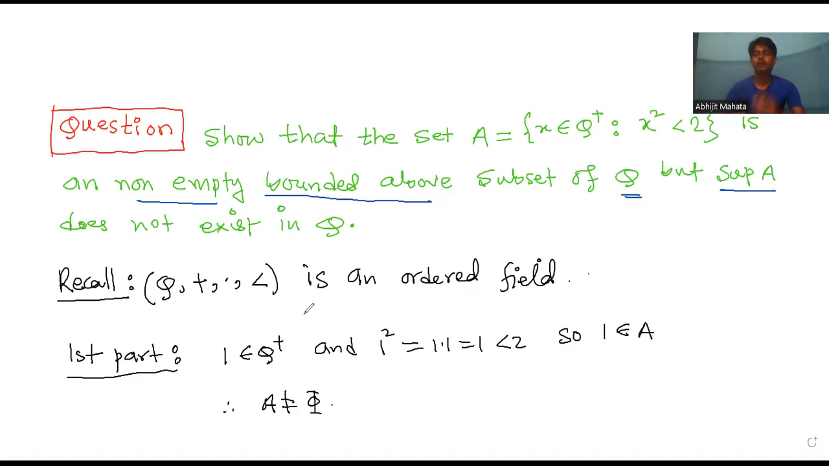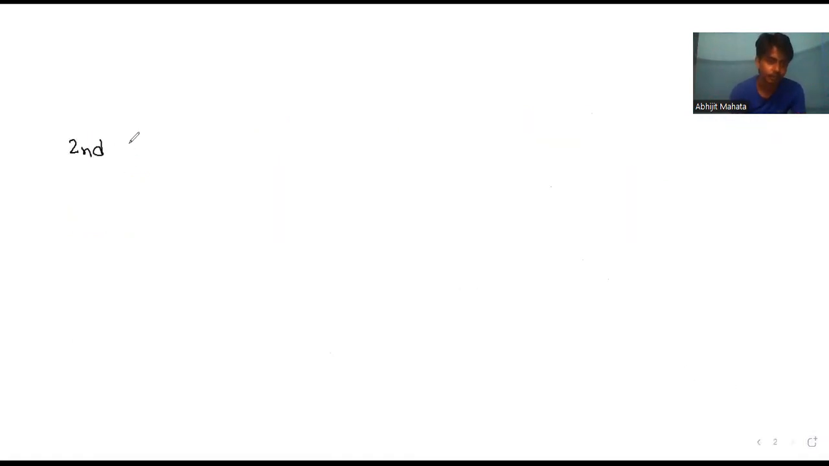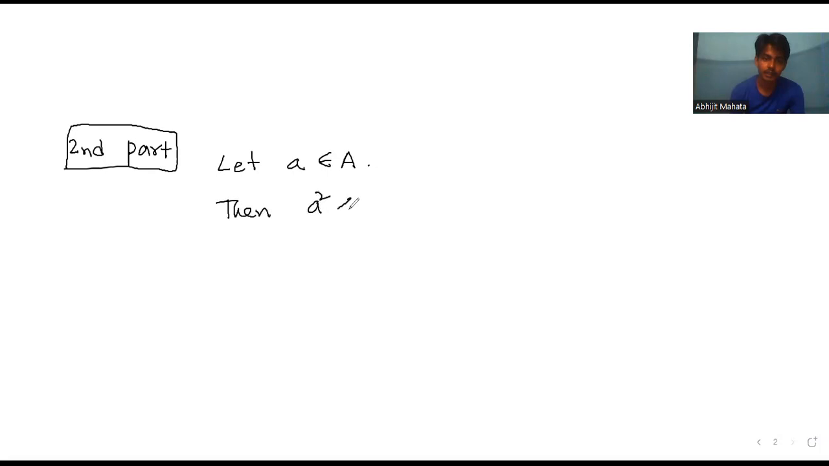So that is the first part. Now we have to check it is a bounded above subset inside Q. This means this set has an upper bound in Q. So we have to find a rational number that will be an upper bound of this set. So I'm going to the second part. To prove the second part, we start with an element, and then we can guess what the upper bound will be. Let us take an element a belonging to the set A. Then a squared is less than 2, from the definition of the set A.